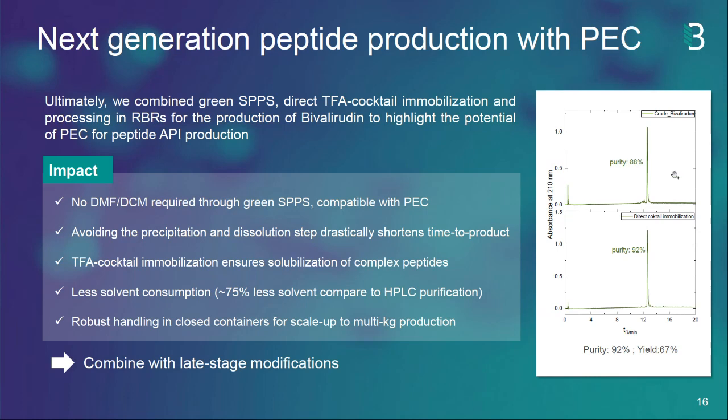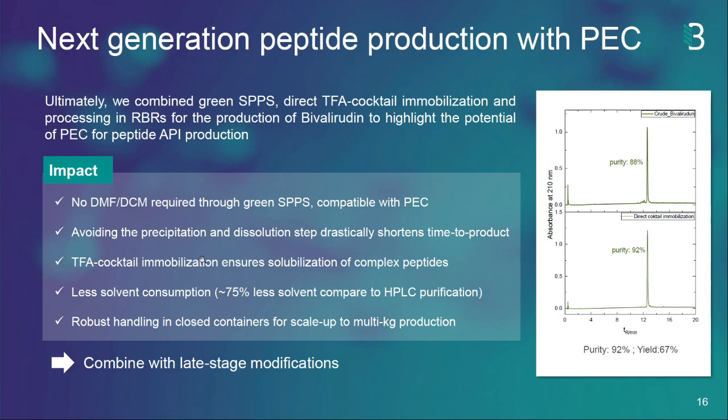If you look at the right-hand side chromatogram, the purity was increased from 88 to 92% by using green SPPS synthesis, direct TFA cocktail immobilization, and RBR technology. So what is the impact actually? We completely removed DMF and DCM in the whole synthesis and purification process, and we avoided the precipitation and dissolution step, which drastically shortens time to product.